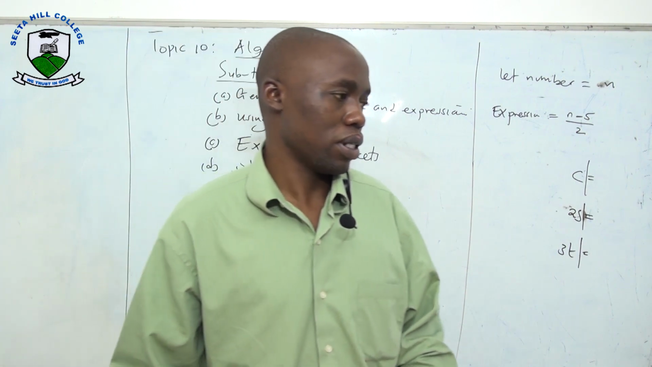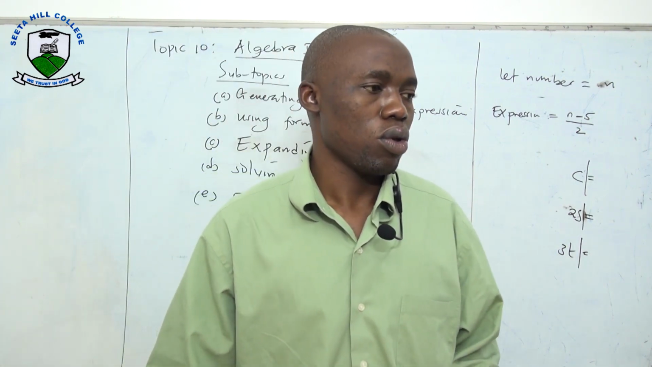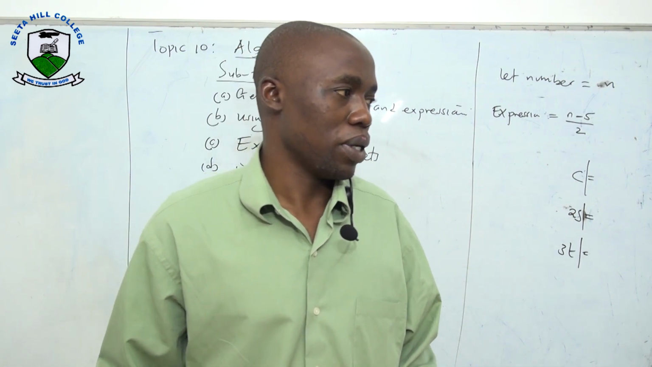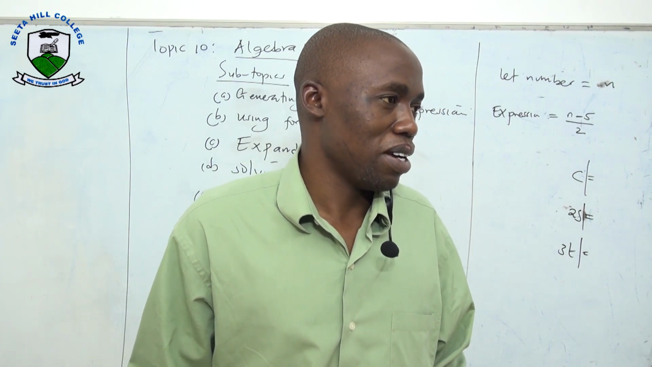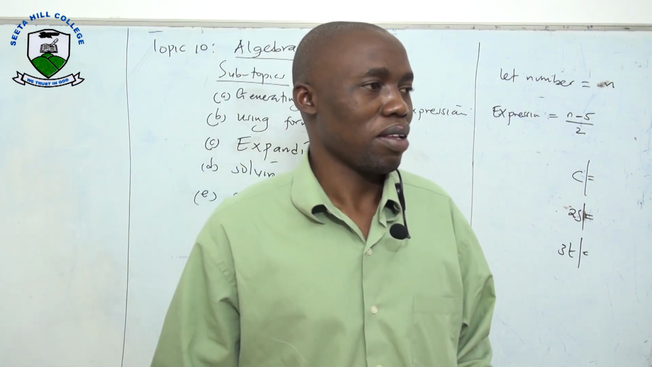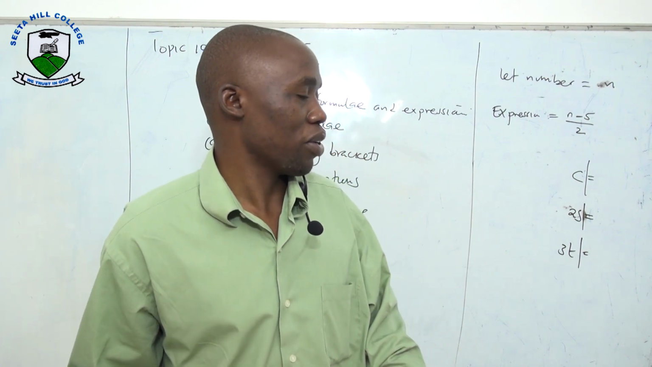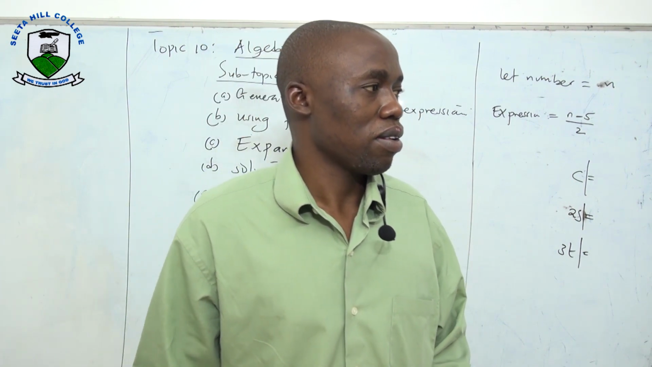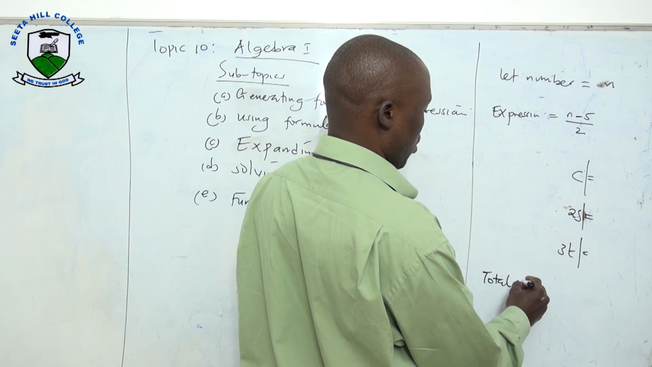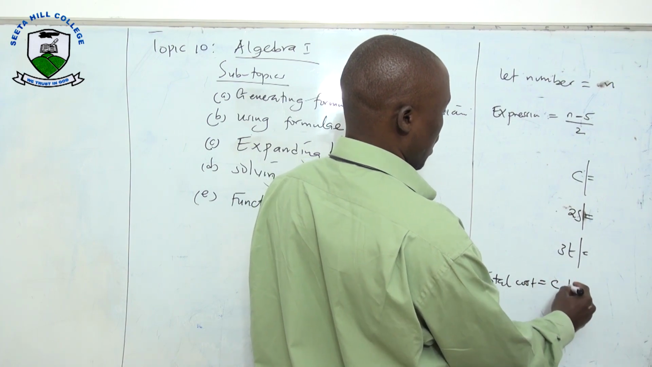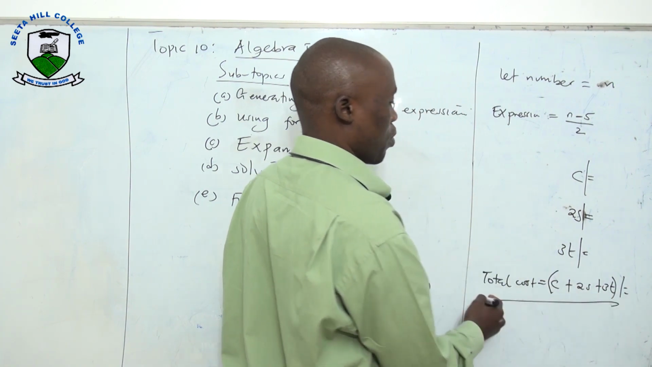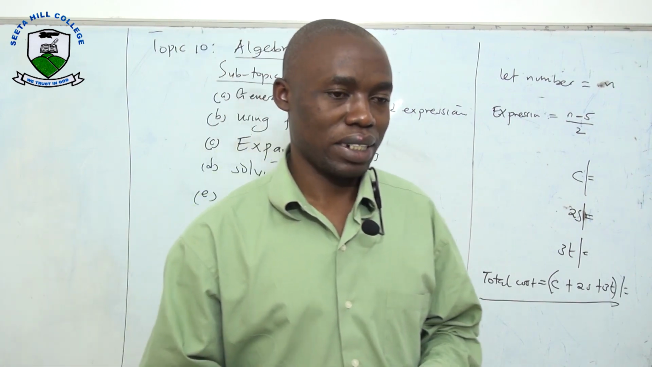Let me hear from them and we see. Who is giving us that? Only Grace, Precious, and Patience. I want your answer. Form an expression for the total cost. Oh yes, Precious seems to be ready. Total cost would be c shillings plus 2s plus 3t shillings. Thank you. Yeah, that's perfect.